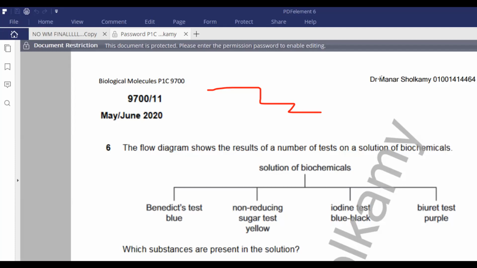And I want you to start solving the recent exams. So we will start from May, June 2020, and we'll try to finish from there. Okay, now I'm not going to wait for anyone. I'm going to start immediately.